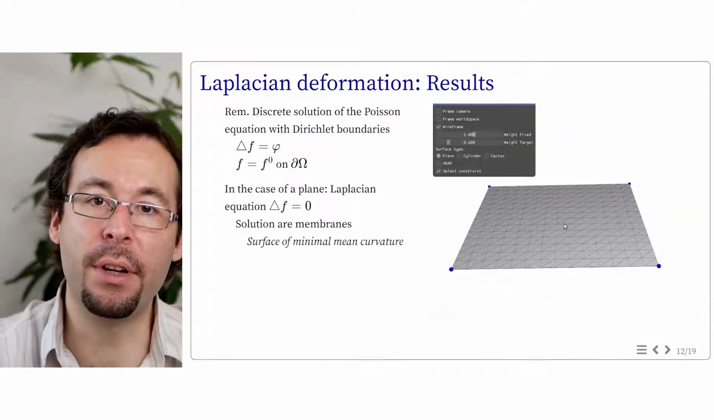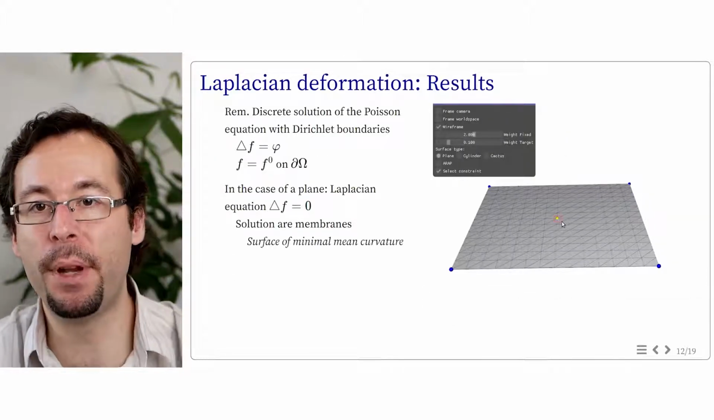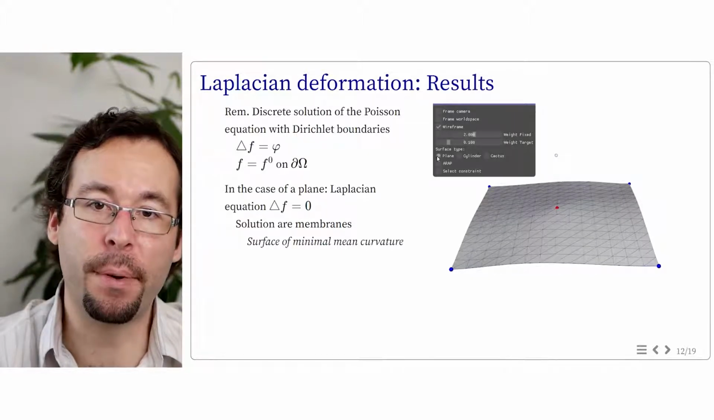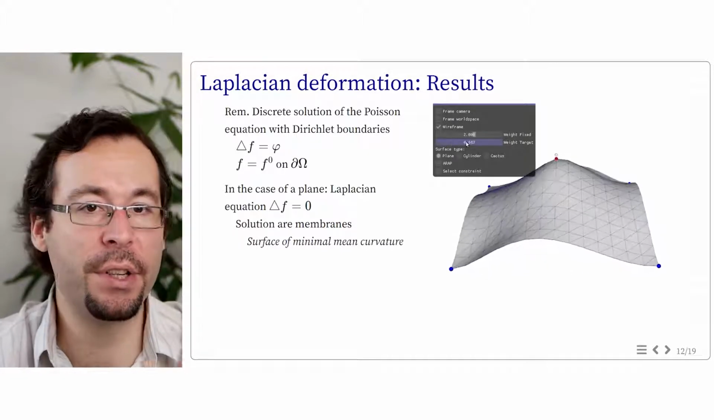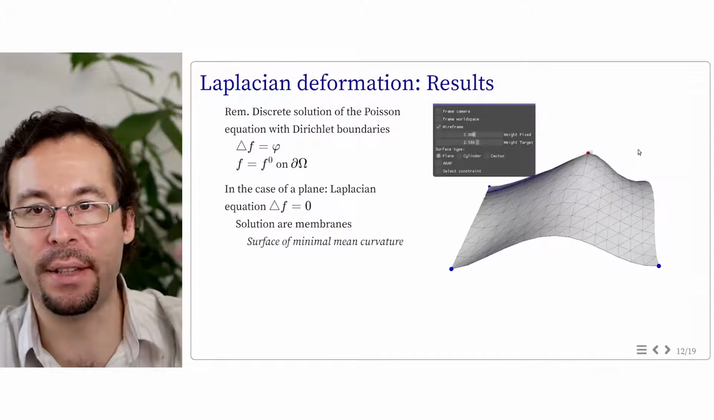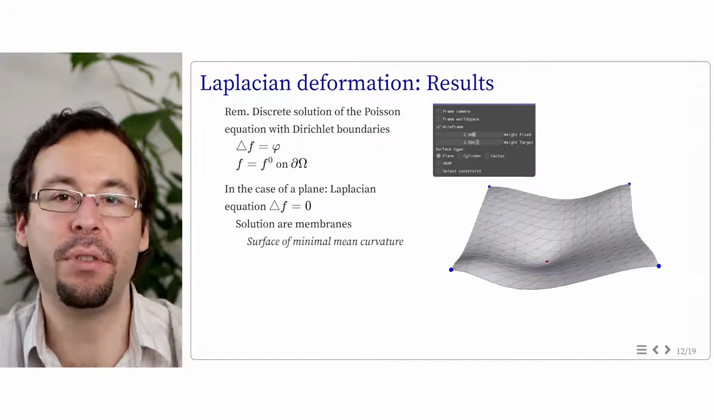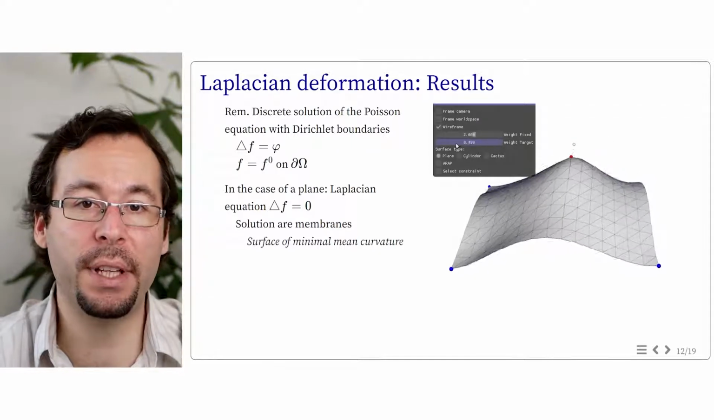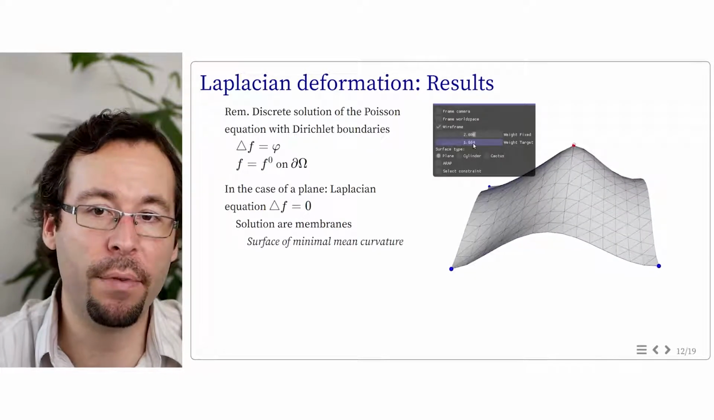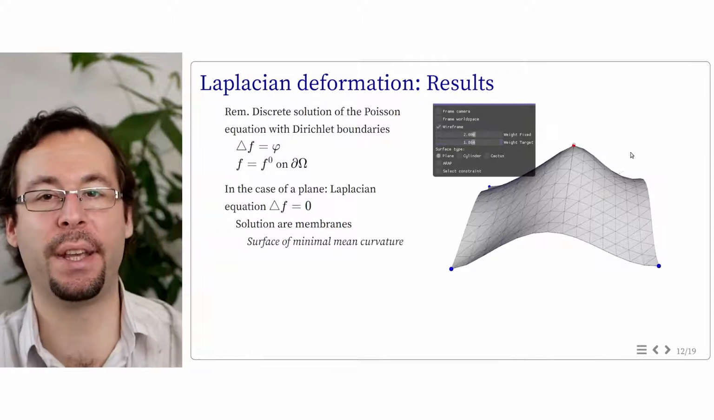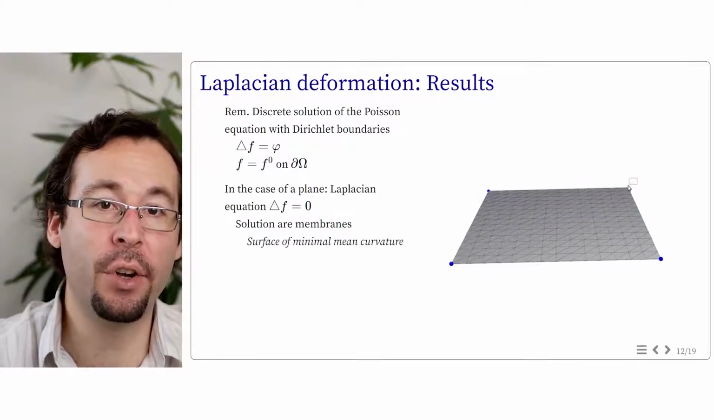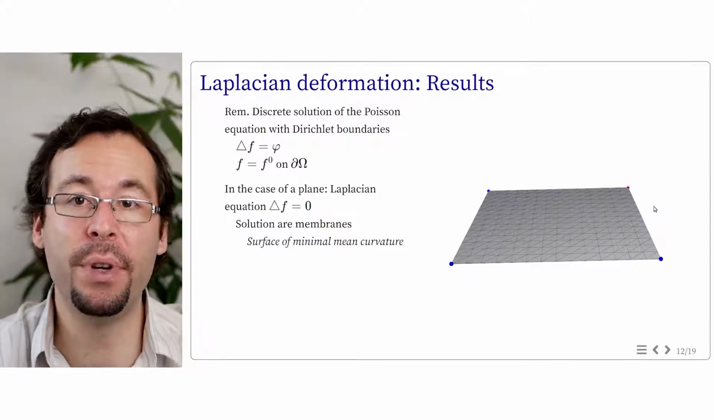And here are some results that you can expect to obtain if you implement it in the lab class exercise. Here we start from a plane and we add some soft constraints that we drag interactively. Note that in the continuous case, it's similar to solving the Poisson equation with Dirichlet boundary condition, although only approximated in our case.